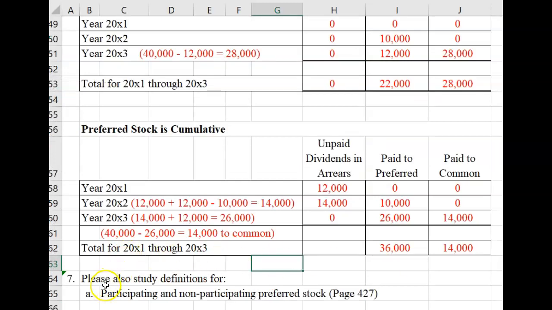In this chapter, I also want you to make sure that you study definitions for participating and non-participating preferred stock, shown in the book on page 427.